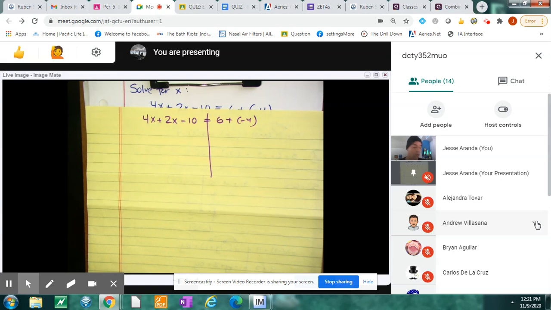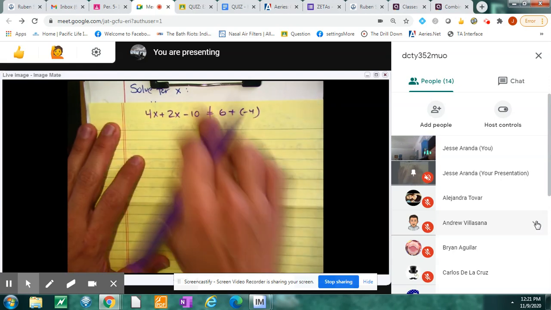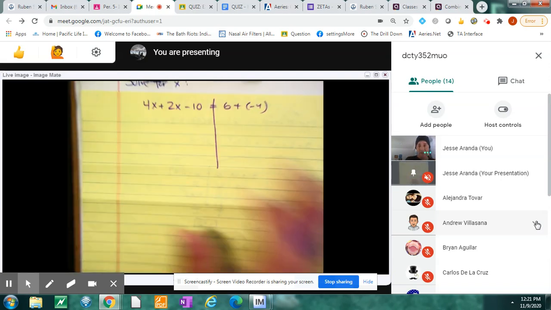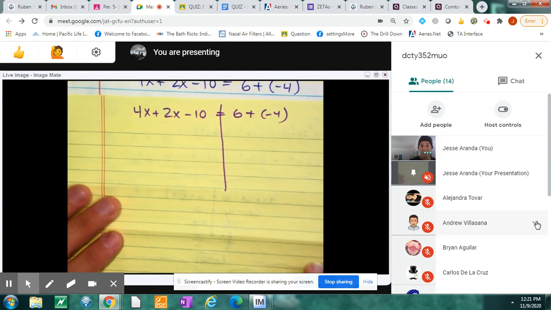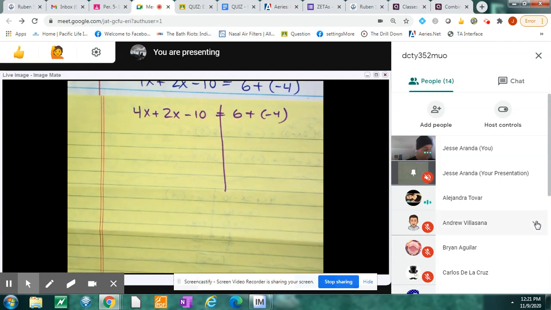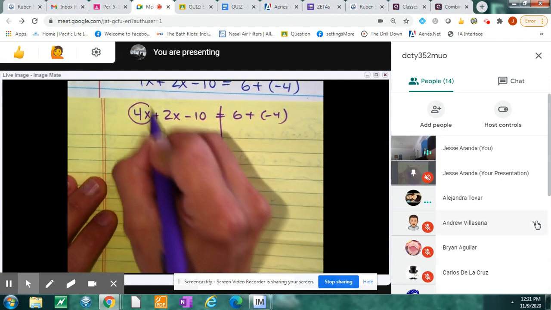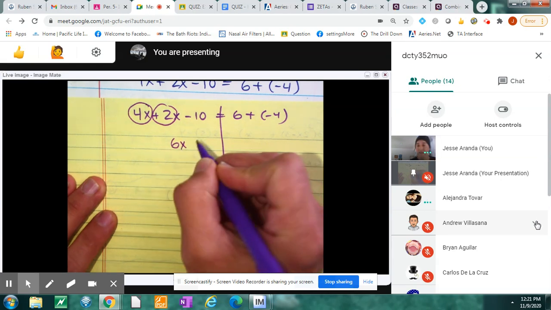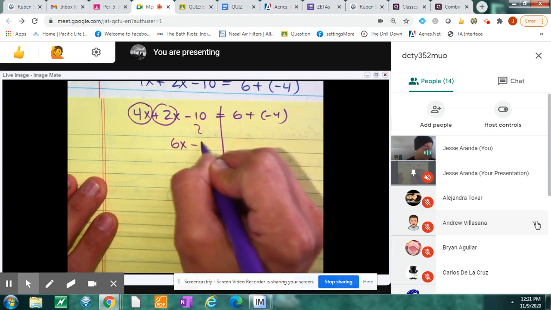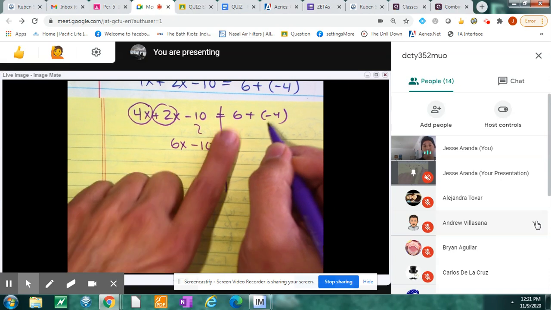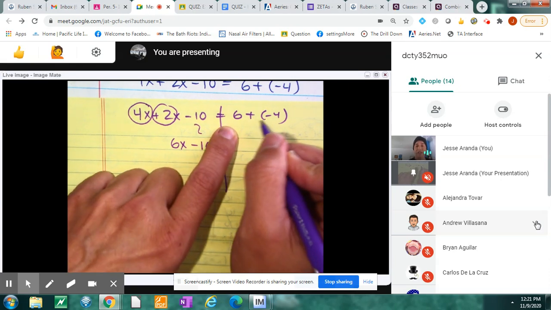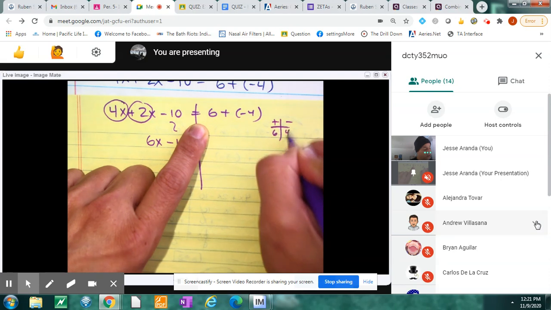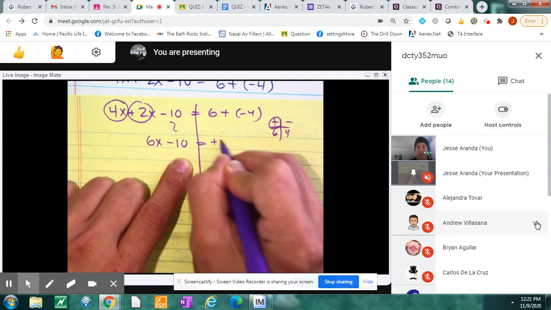Alejandra Tovar, what can I combine on the left side? The 4x and the 2x. Which gives you what? 6x. Very good. And then I'm going to go ahead and drop down the negative 10. And then I could also, on the right side, combine 6 plus negative 4, which when you do the t-chart, you have positive 2. Okay?